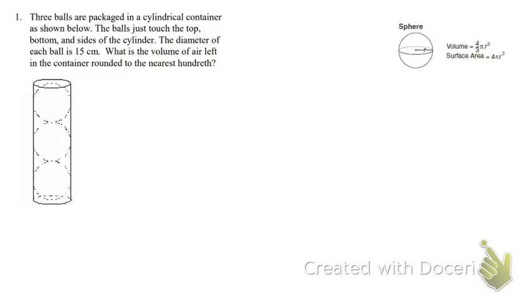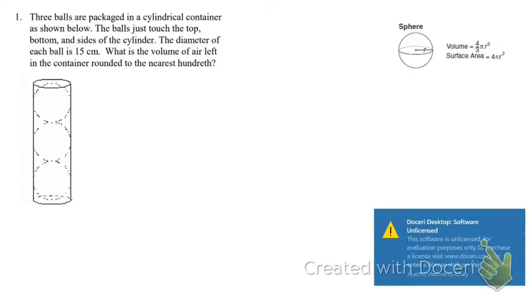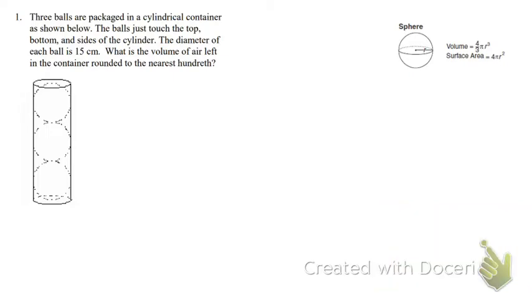Okay, first problem. Make sure you take the time to read this carefully. Notice there's a cylinder, but there's also a bunch of spheres, 3 spheres, so you're going to probably need to look up 2 formulas. So I've got the cylinder formula and the sphere formula. So now, let's see what's going on in this question.